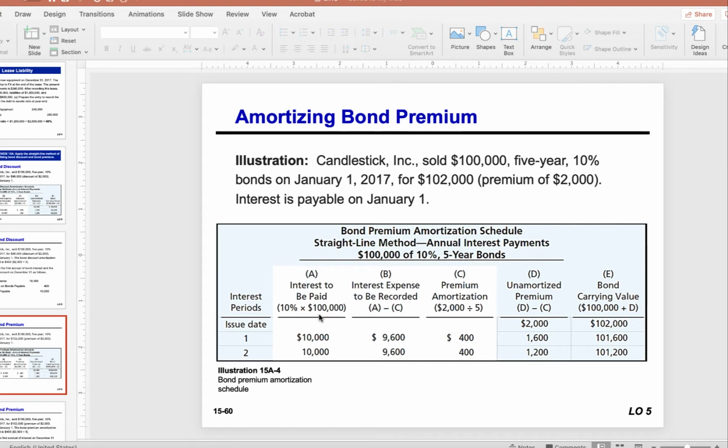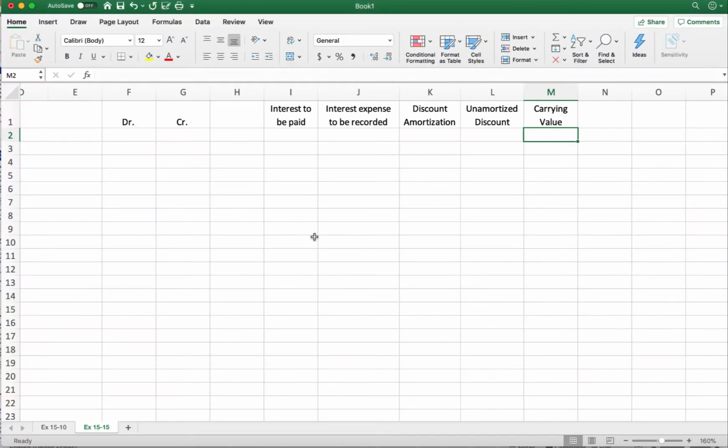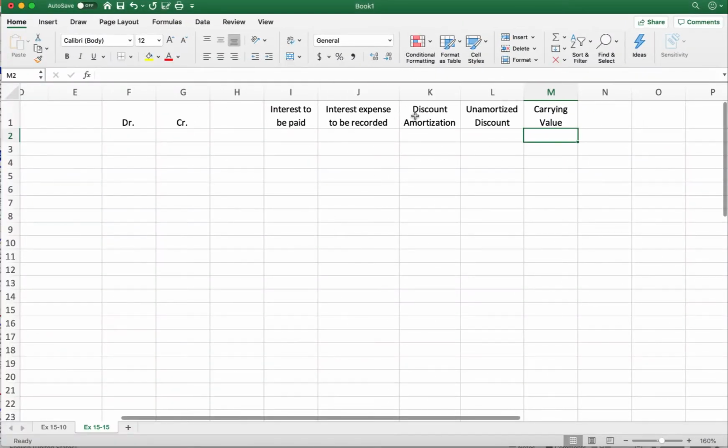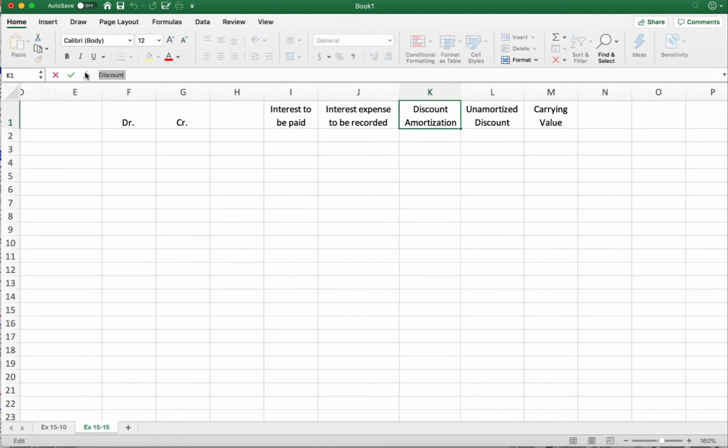So notice what we have here. We have to calculate the interest to be paid, the interest to be recorded, the premium amortization, the unamortized premium, as well as the bond carrying value. If you'll notice, it does say discount. I apologize, it should say premium. And same thing here, it should be unamortized premium.